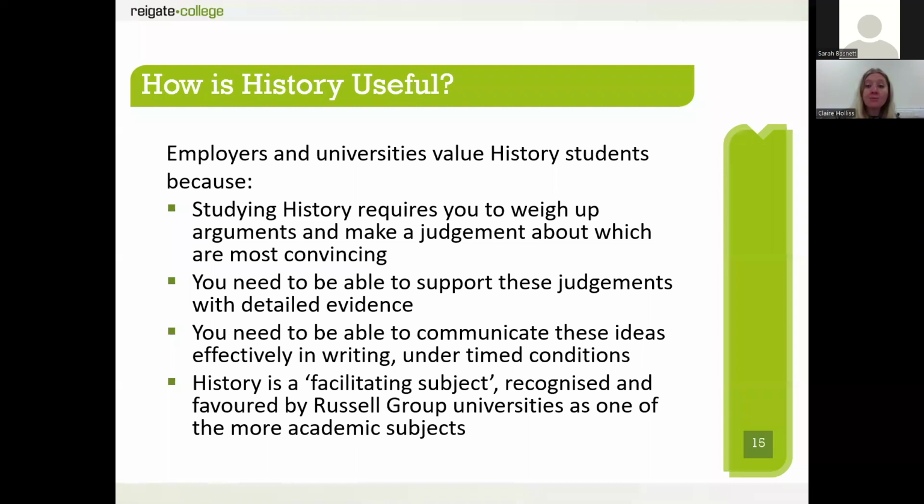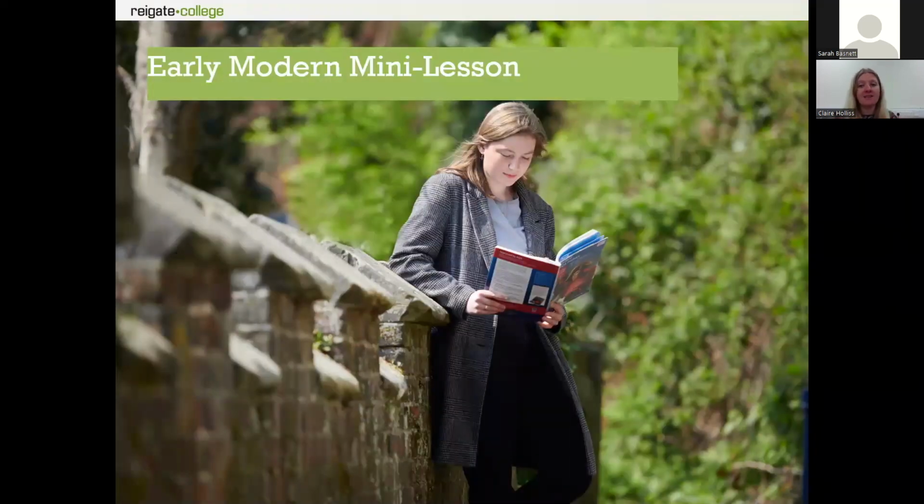What we're going to do now is have a little bit of a mini lesson. We're focusing here on the early modern course, and on one of the less familiar bits, which is the French Revolution, because it's quite an interesting topic and one that you guys might not be familiar with, so you might want to find out a bit more about it.